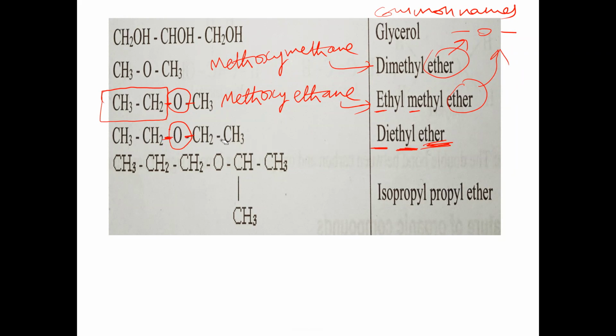Tell me now the IUPAC name of this. How many carbons are directly linked to each other? Only 2 carbons directly linked. Now this remaining part, ethyl group with oxygen, is called ethoxy. So what is the IUPAC name here now? Ethoxy, and the parent chain contains how many carbons? 2 carbons, so ethane. Ethoxy ethane is the IUPAC name of diethyl ether.